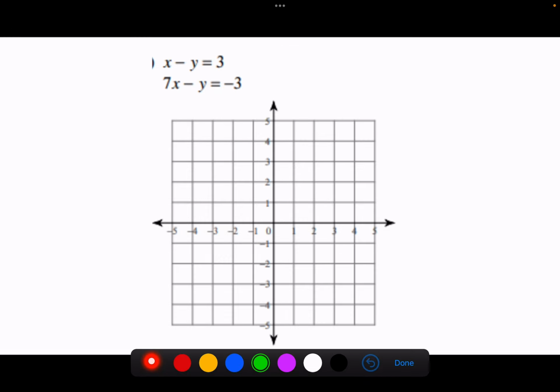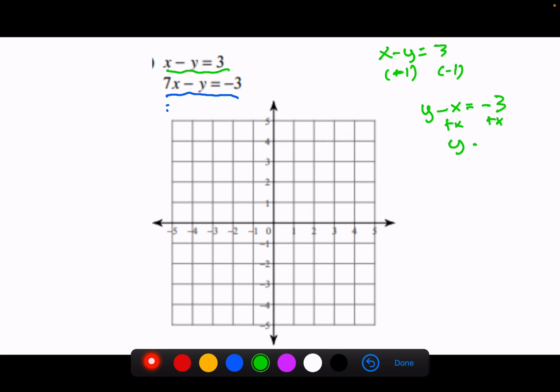So let me put green for x minus y is equal to 3. And let me put blue for 7x minus y is equal to negative 3. So if we have x minus y is equal to 3 and we want to reach y equals mx plus b, we're simply going to multiply both sides by negative 1 first. So we get y minus x is equal to negative 3. And then I'm going to add x to both sides. So I have y is equal to x plus 3.